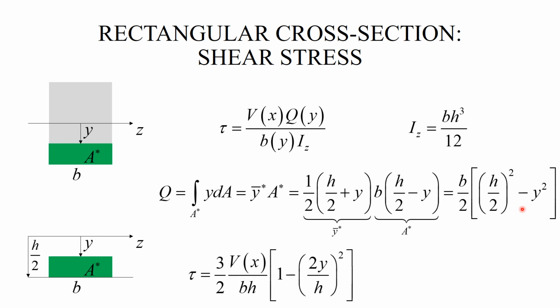One can easily see that this expression maximizes tau when y is equal to 0, and therefore we obtain the expression for the maximum tau. Please pay attention that V over bh is the average stress, so of course the maximum is larger than the average.